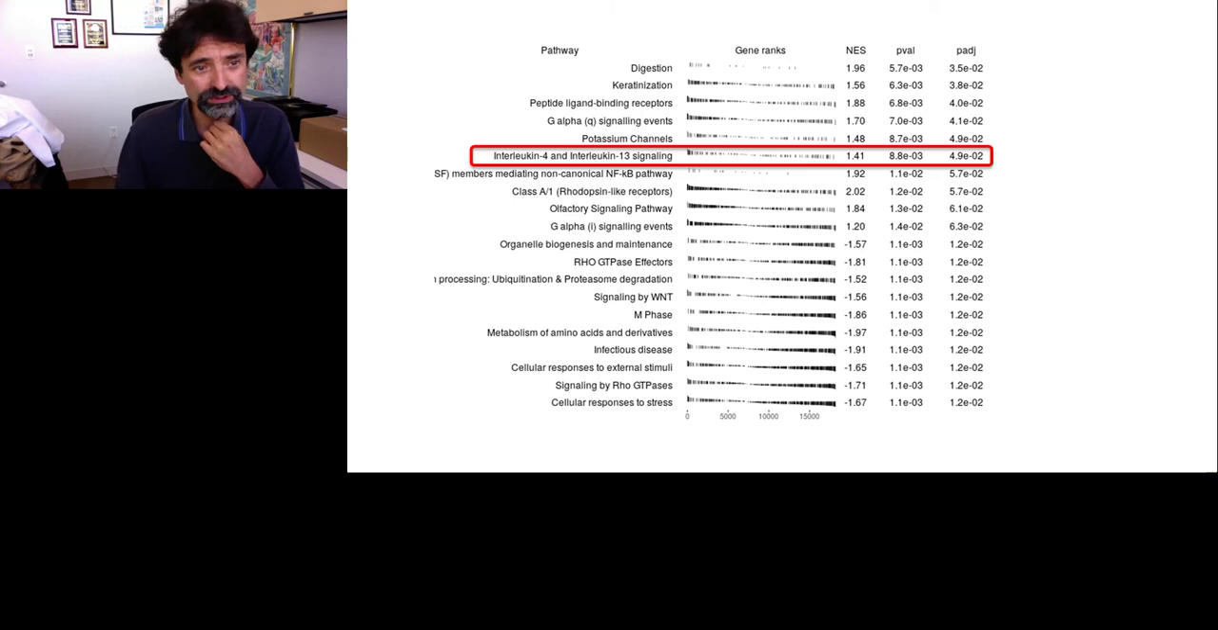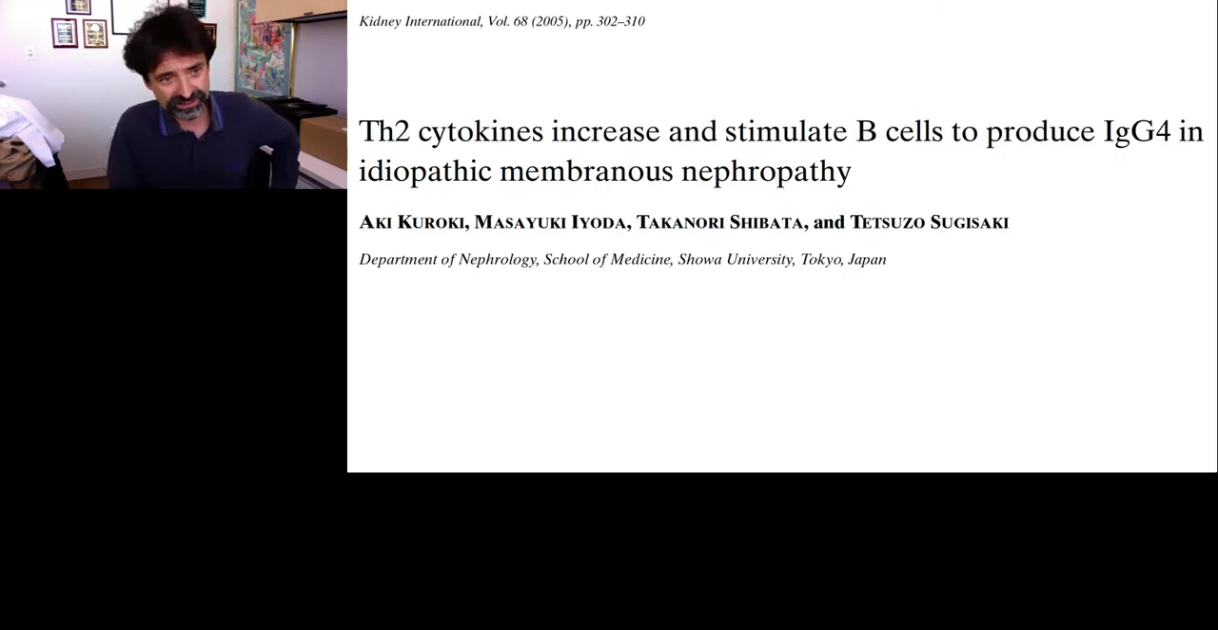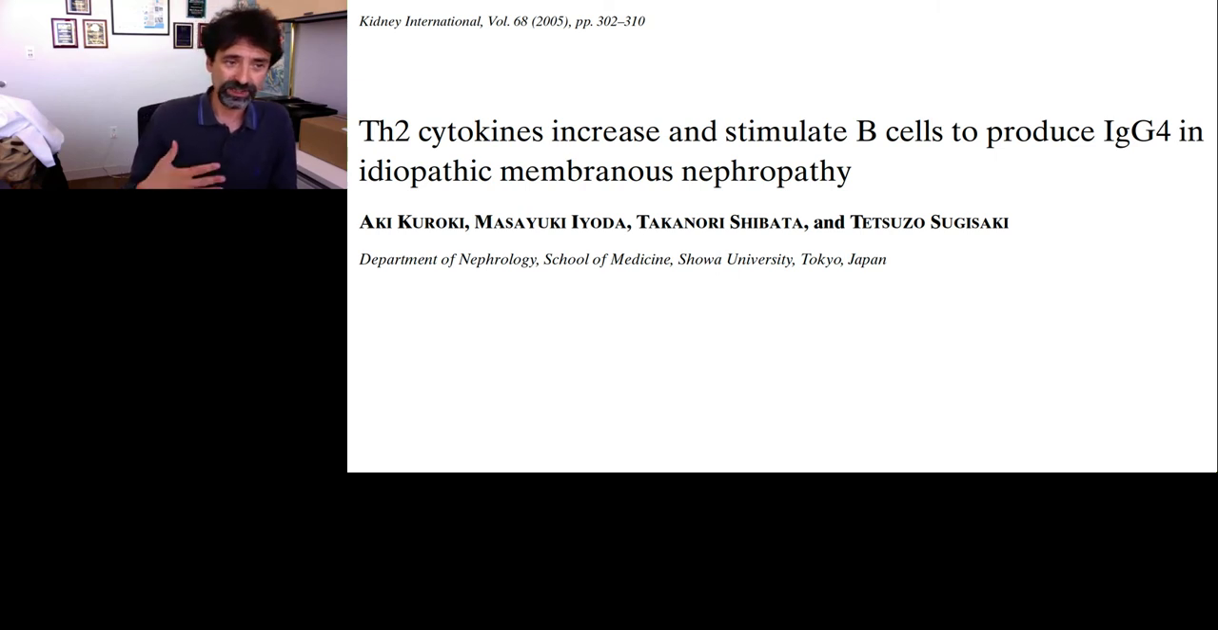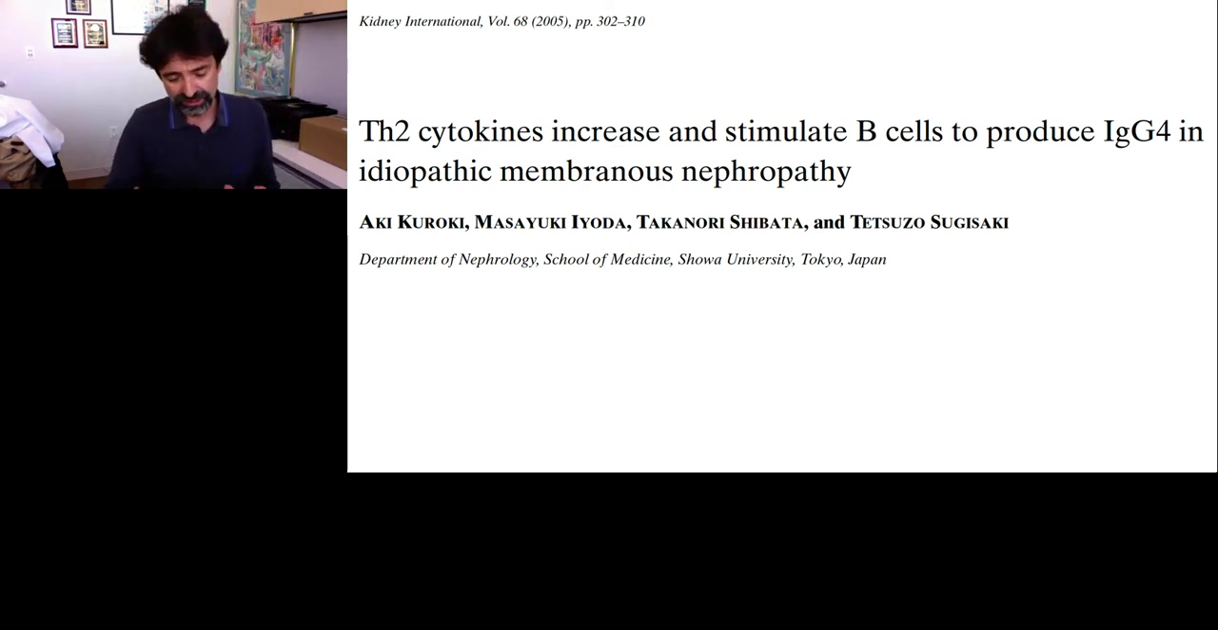And when we looked into the literature, we found that indeed Th2 cytokines, so cytokines by T cells that produce IL-4, were characteristic of patients with membranous nephropathy. So again, these data with the spatial transcriptomics were partially confirming the previous literature, but also pointing at new genes that in the future we will be interested in studying more.